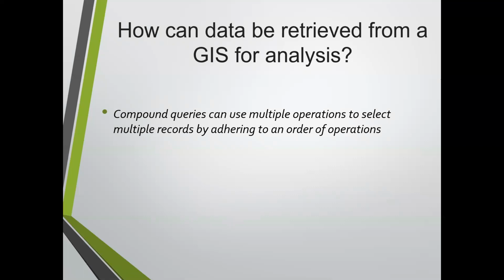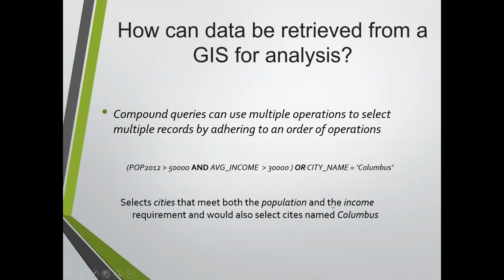So like I said, here we go. The compound queries can give you multiple operations. They're going to select multiple layers based on an order of operations. So here's what I was just talking about. You're saying I can take population and income, or city is named Columbus. Notice that by putting the parentheses here, I'm saying do this operation first. Find the records in this subset first, and then you can have the records in this subset or the city named Columbus. So it would select cities that meet both population and income requirements, and then it would also select cities that are named Columbus. By putting these in here, you can restrict exactly or guarantee how that order of application is going to happen.